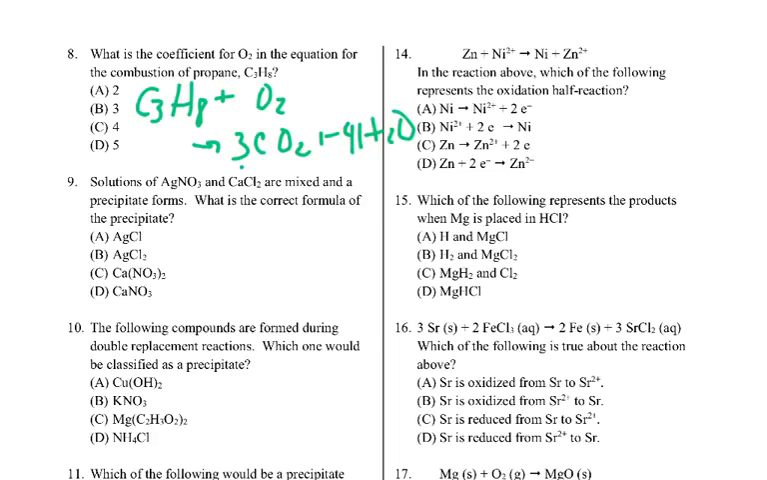So I have 3 times 2, that's 6. 4 times 1 is 4. 10 oxygen atoms, which would be 5 O2s. So the answer here is 5.